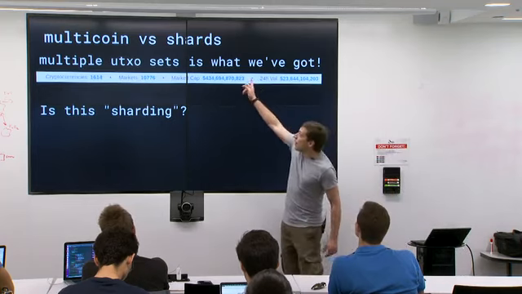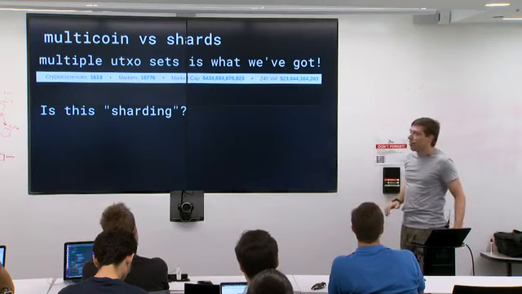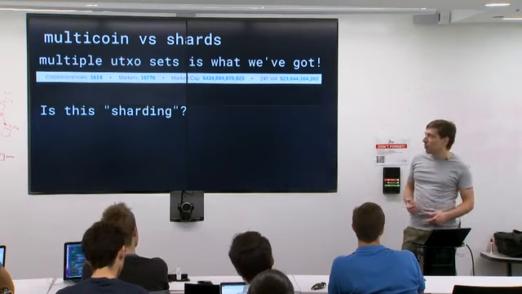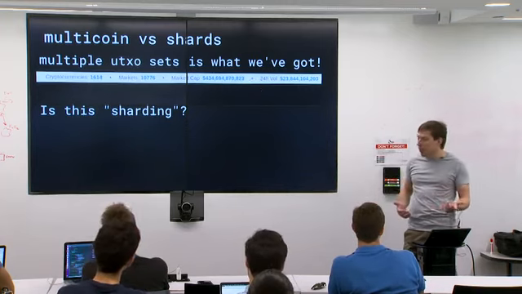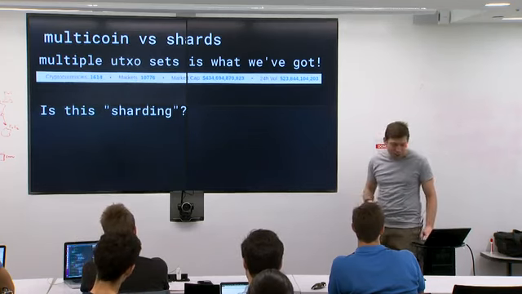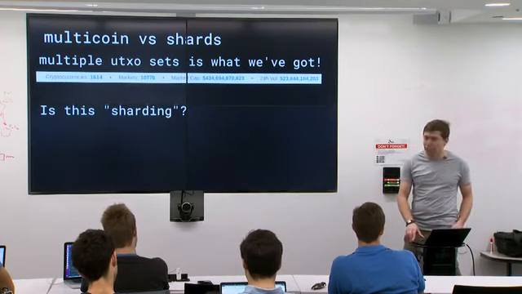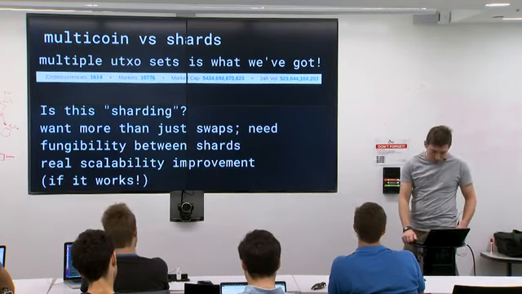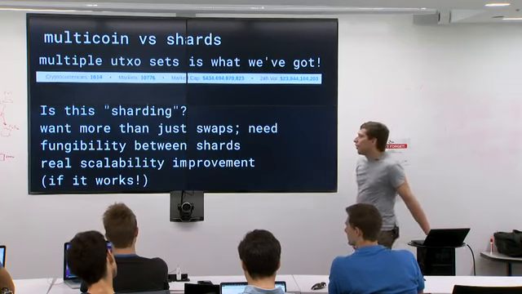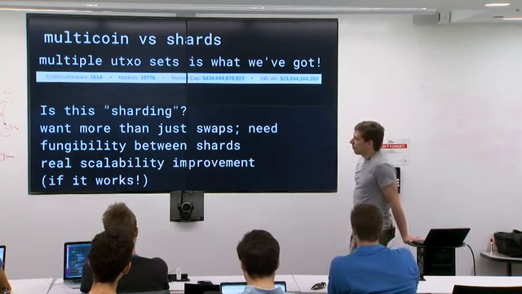However, in this case, if I want to keep track of my Bitcoin UTXO set, I don't need to download Dogecoin. So that's great. And if people want to swap between Dogecoin and Bitcoin, they can do, well, Dogecoin doesn't have SegWit support, right? So it's a little harder. But Vertcoin, Litecoin, a lot of different coins have fairly easy swaps. But it's more than just swaps. We need like actual fungibility between the shards.